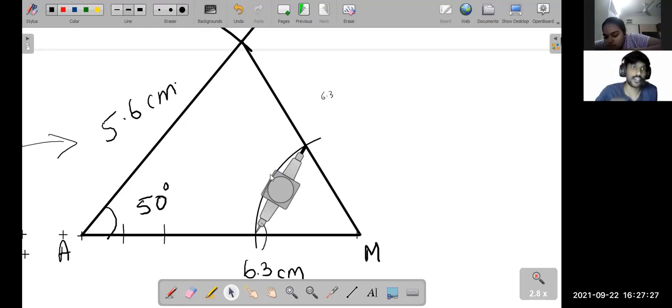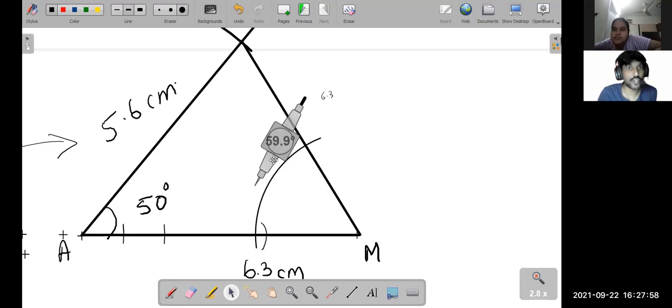Now come to the second arc. This. You don't have to measure the length. Okay, measure it with the help of the compass. With the compass, okay. Like this, how I have done, like this. This way, measure. This is the meaning of measuring it with the compass. Clear? Done? Yeah. Now take it out.